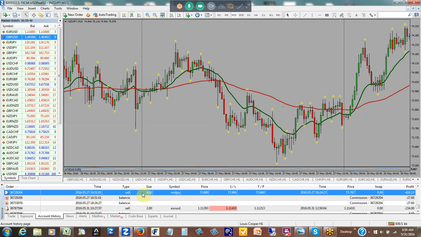That's just what I chose to do on that particular trade. I admit it, I've been taking large lot sizes. That's helped to beat me up a lot too, and you'll see as we go on. All right.